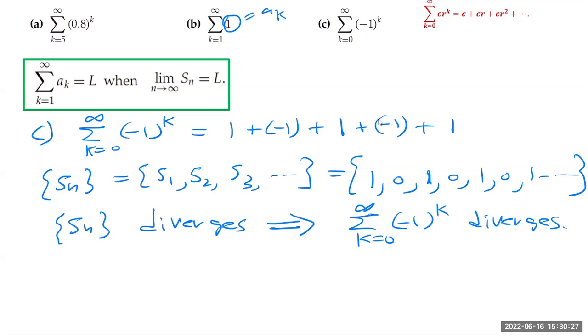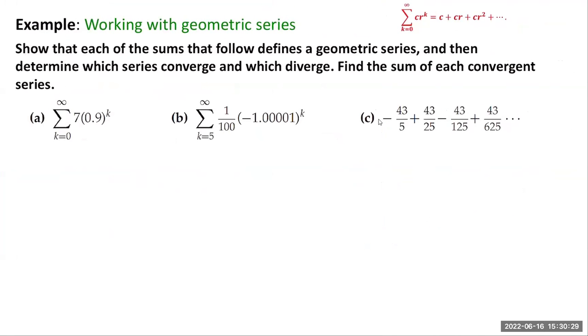All right, let's move on. Next, I want to go over this example. Show that each of the sums that follow defines a geometric series, and then determine which series converge and which series diverge. Find the sum of each convergent series. Okay, let's work on the first part. The first part should be very straightforward.